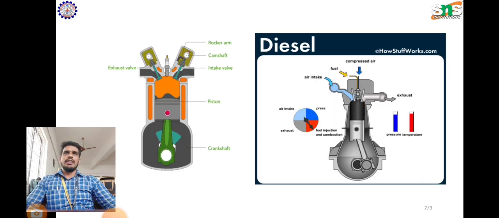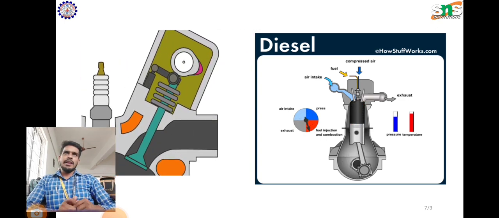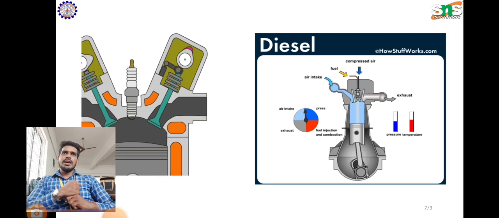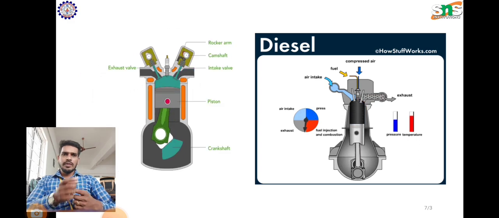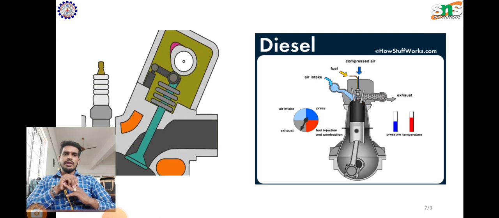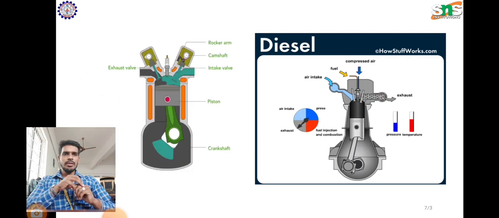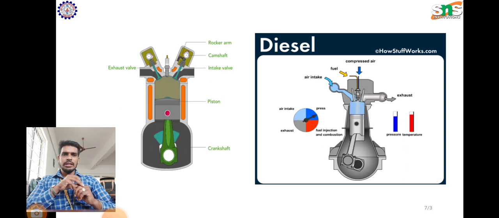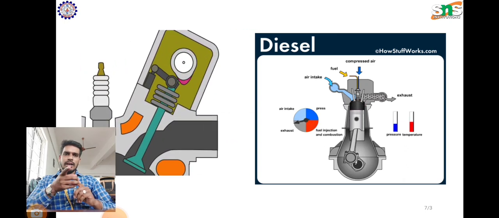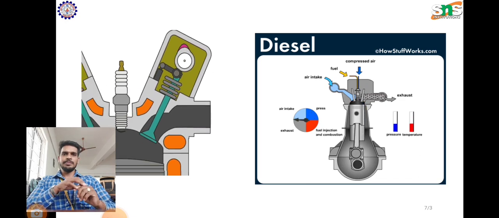Okay, this is an example. Engine components: exhaust valve, inlet valve, piston, crankshaft, rocker arm. The rotating part is the camshaft and piston. Green color is used for the piston, and the pink color is the camshaft.